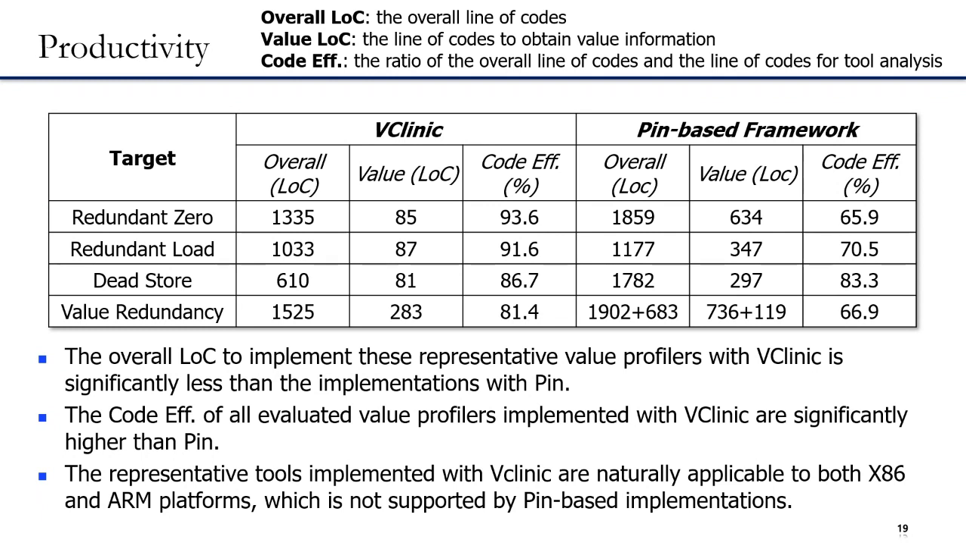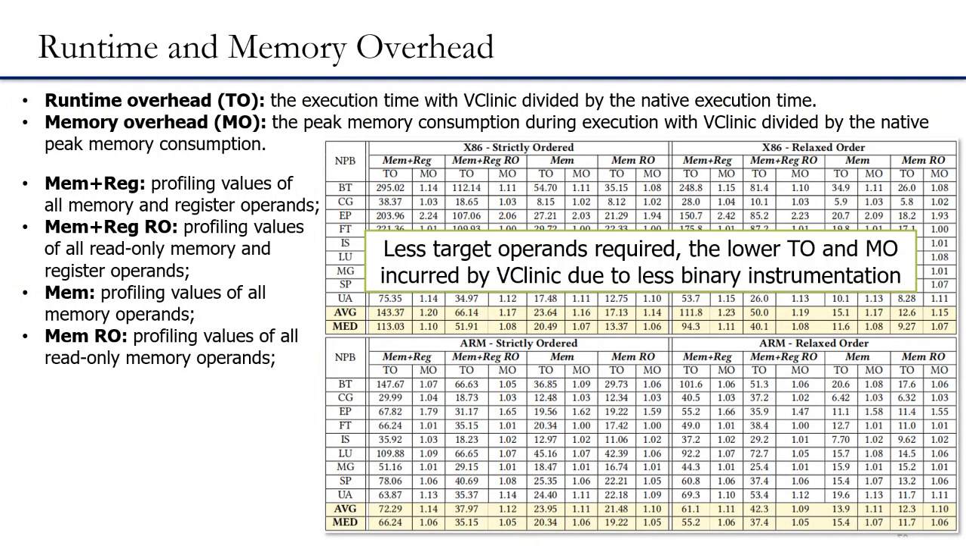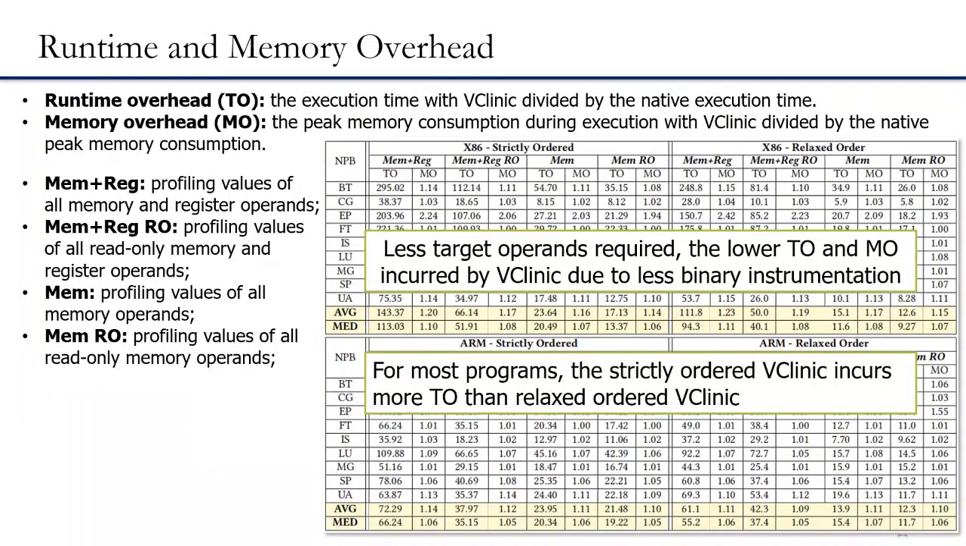To better demonstrate the performance and memory impact of VClinic, we implement 8 representative profilers as shown in the slide, and the evaluation result is shown in the table. We can see that the fewer target operands required, the lower the TO and MO incurred by VClinic, due to less binary instrumentation. Besides, for most programs, the strictly ordered VClinic incurs more TO than the relaxed order VClinic. This is because the relaxed order VClinic leverages per-data-type trace buffers for value tracing and thus avoids interpretations for tracing detailed data type information.